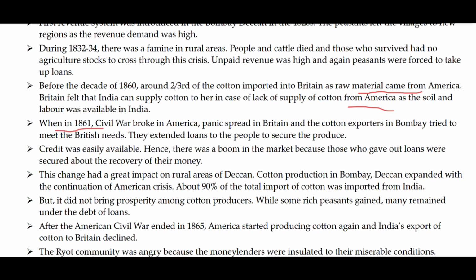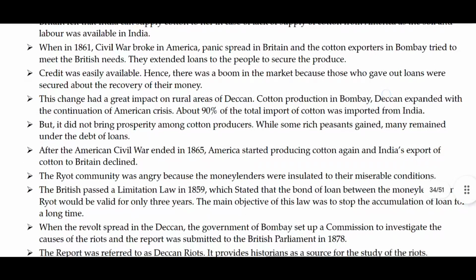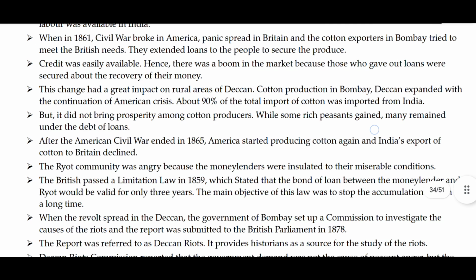When in 1861 civil war broke out in America, panic spread in Britain and the cotton exporters in Bombay tried to meet the British needs. They extended loans to the people to secure the produce. Credit was easily available, hence there was a boom in the market, because those who gave out loans were secured about the recovery of their money. This change had a great impact on rural areas of Deccan.